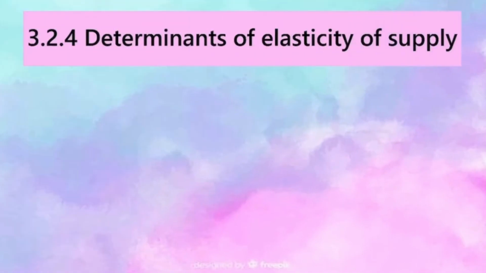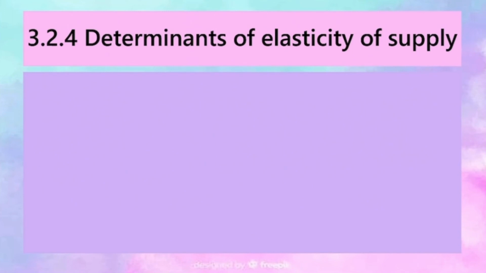Next is determinants of elasticity of supply. There are 6 determinants. Number 1 is technology advancements. Modern methods of production expand output and thus the supply tends to be elastic. The number of outputs produced in a given period of time is lower when old methods of production are used.